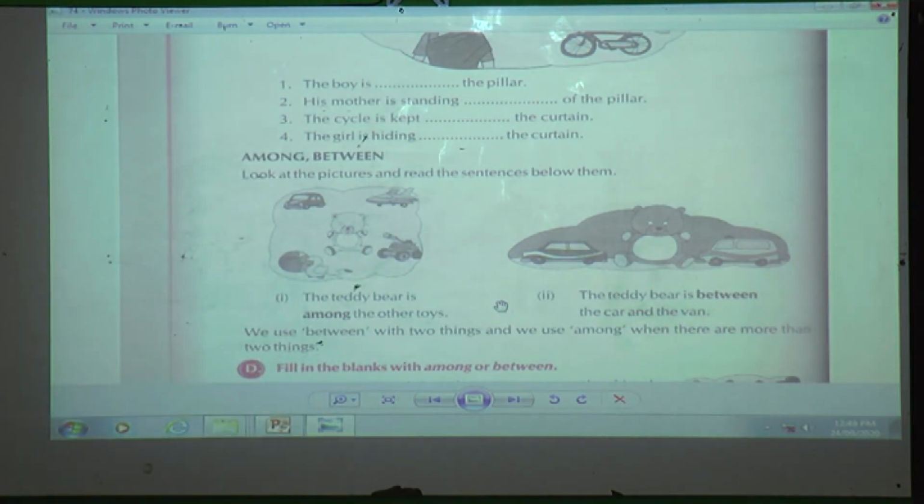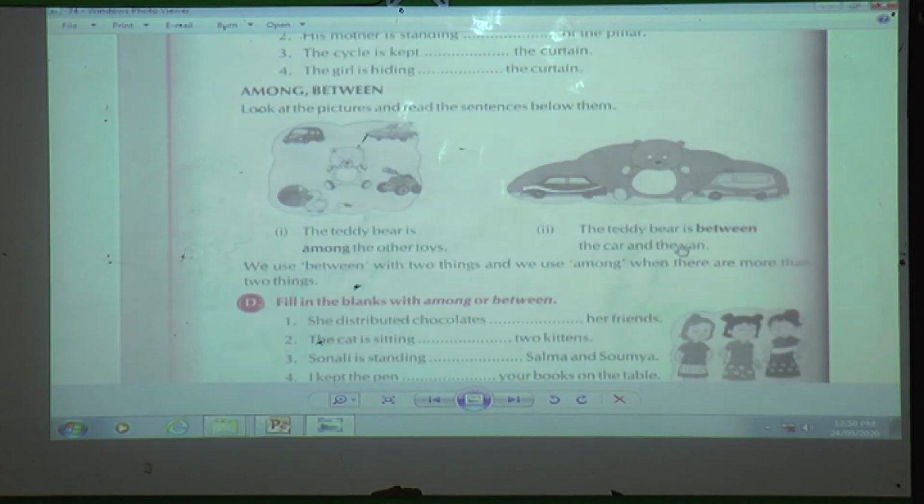Now here you can see two pictures are given. What can you see here? There are many toys. Yes or no? And who is in between? Teddy bear is there. And here only two toys, that is a car toy and a van toy, you can see. Now what is the difference? How are we going to use among and between? Here, the teddy bear is among the other toys, and here, the teddy bear is between the car and the van.